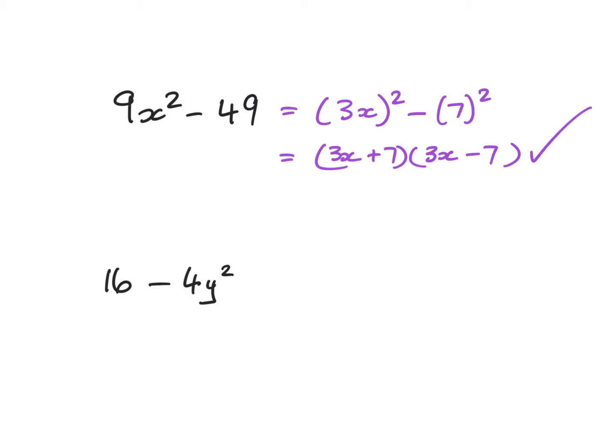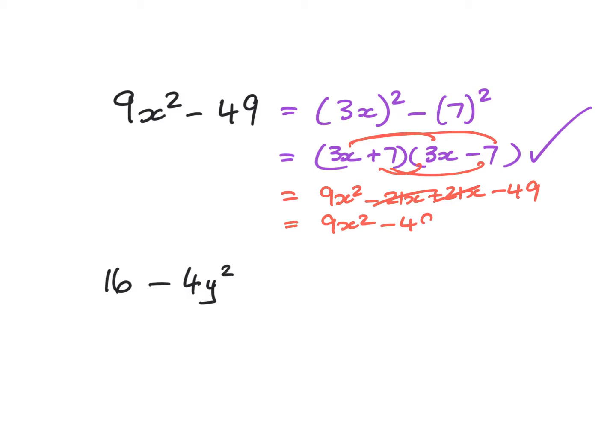But if I wanted to, I could quickly do some multiplication. I could expand these two brackets just to make sure that I end up with this value, just to make sure that I've in fact got it correct. So I'm going to do that. 3x multiplied by 3x is going to give me 9x squared. 3x multiplied by negative 7 is negative 21x. 7 multiplied by 3x is plus 21x. And 7 multiplied by negative 7 is negative 49. I know that cancels with that, so my answer has to be 9x squared minus 49. Those two agree, so I factorized it correctly.